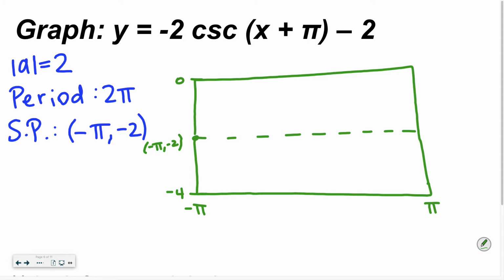1 pi. Okay? This is where some of you are having some trouble. Just because my period is 2 pi doesn't mean I put that number there. We have to add it to whatever this is if you're using the midpoint method. Okay? So then halfway between negative pi and positive pi is 0. And then halfway between those would be negative pi over 2 and positive pi over 2.